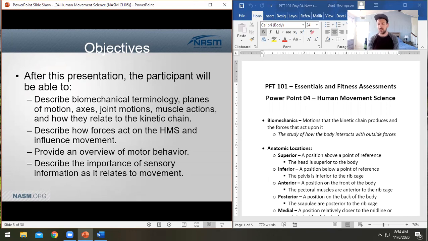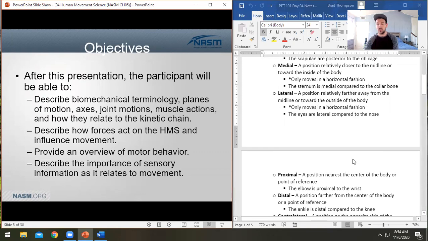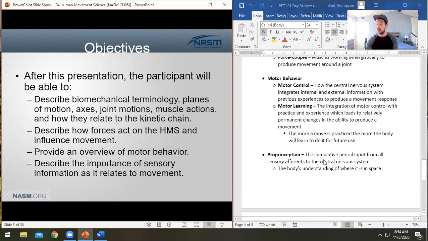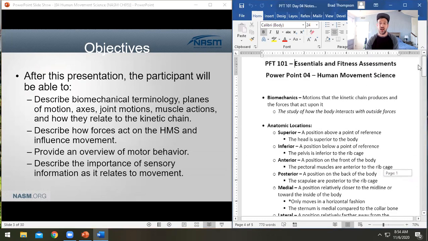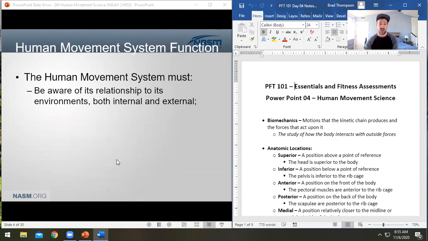So we'll look at a couple things that are not terminology today as well. We will also be looking a little bit at motor behavior and proprioception, how our brain learns things. We'll talk a little bit about the importance of sensory information and how that all comes together to relate to movement.